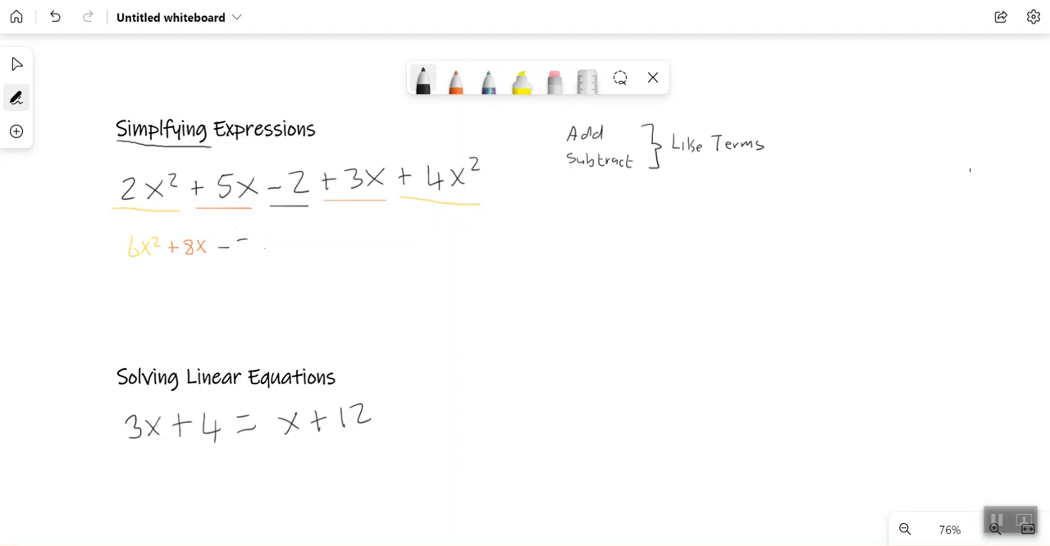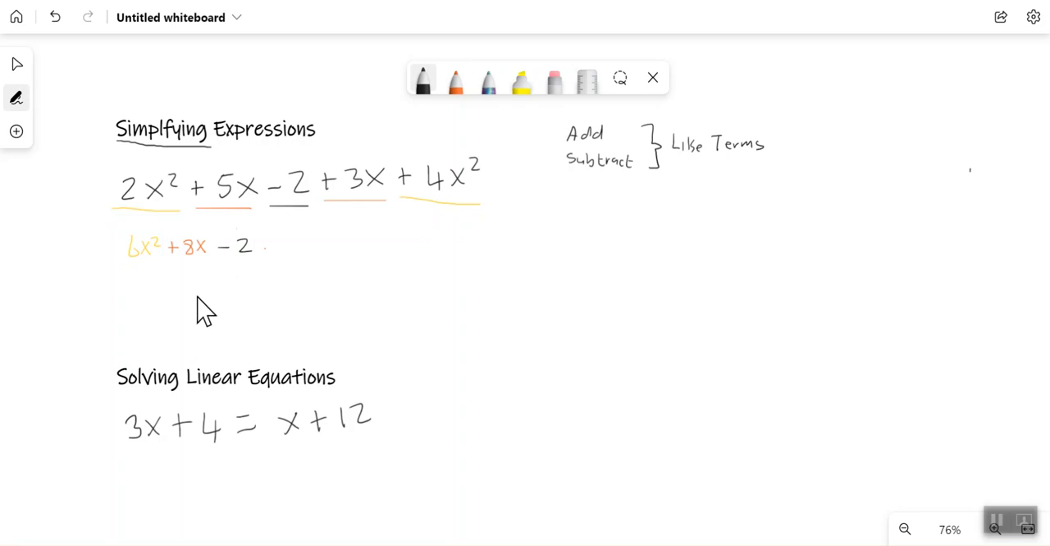So when we're asked to simplify an algebra expression, we're taking something quite complicated and grouping the like parts together. For example, the x squareds, we group them together to give us 6x squared. The x's on their own, we group them together to give us 8x. And the minus 2 is just minus 2. That is essentially what we mean when we talk about simplifying expressions.